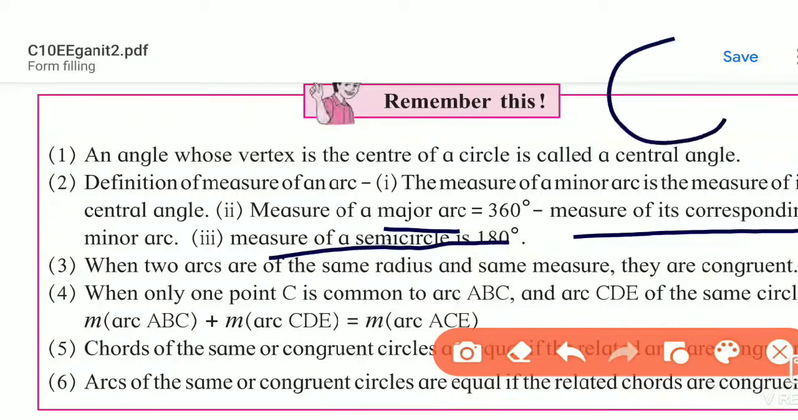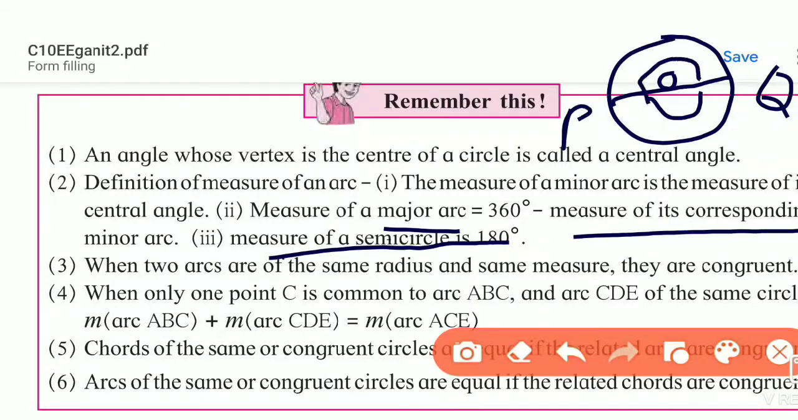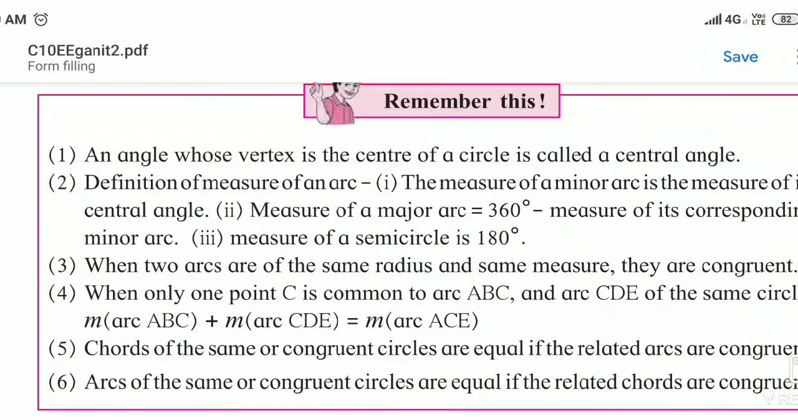Okay, suppose this is a circle. This is a semicircle, and this is the diameter. P O Q, where O is the center of the circle, measures 180 degrees, because it is a semicircle. And the opposite of it is also 180 degrees. Then this semicircle means this part. Suppose I write X here, so PXQ is also 180 degrees.